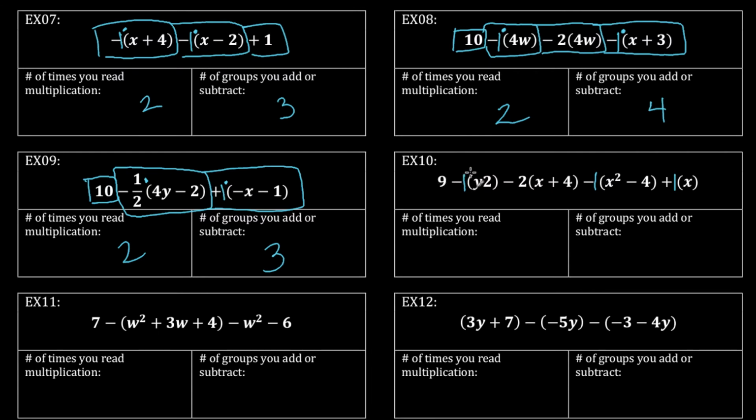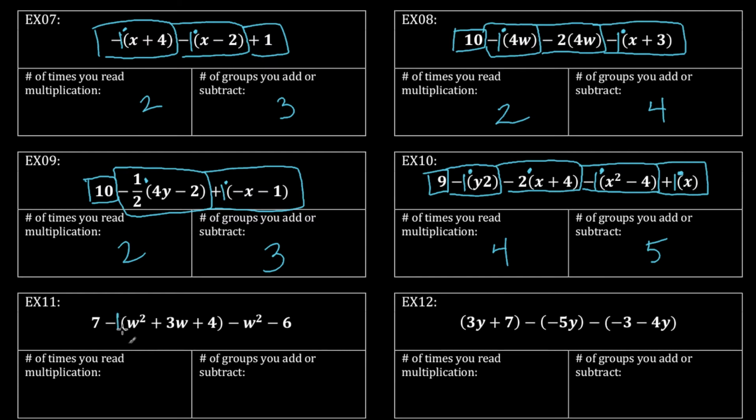So 9 minus 1 times, minus 2 times, minus 1 times, plus 1 times. 1, 2, 3, 4. Multiplication. Start off with 9. We take away y squared, or y times 2. I meant for that to be squared, but whatever. Minus 2 times x plus 4 minus x squared minus 4 plus 1x. So I have 1, 2, 3, 4, 5 groups. We're almost done with this part.